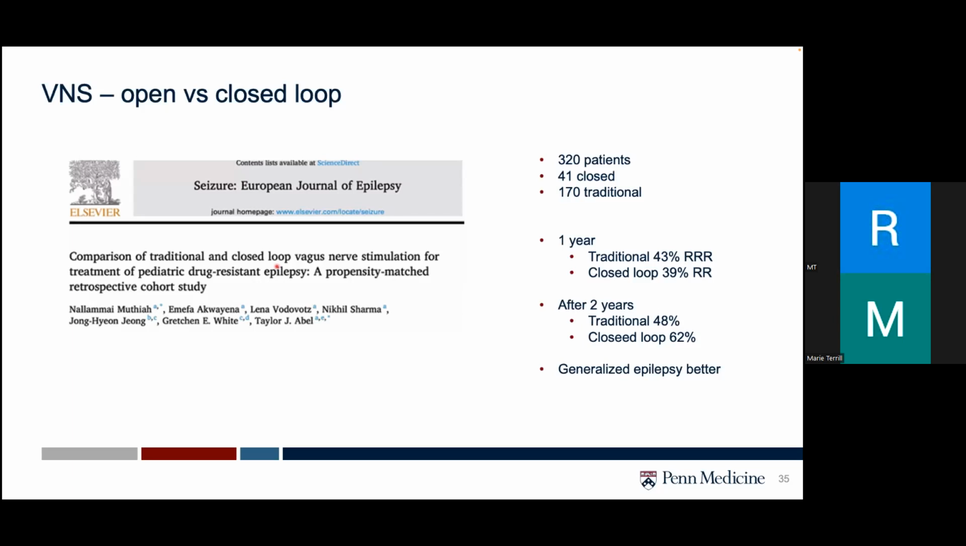And at 2 years, the difference was a little bit more between the open and the closed loop, but neither of these response rates was statistically significant, which basically means that the study did not find strong evidence to support a clear superiority of the closed loop over traditional in their response after 2 years of treatment. Additionally, I think neither of these groups showed the ability to reduce the quantity of seizure medication also after 2 years. But generalized epilepsy patients overall did better with both traditional open and the closed loop VNS.